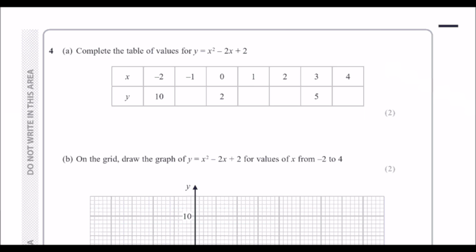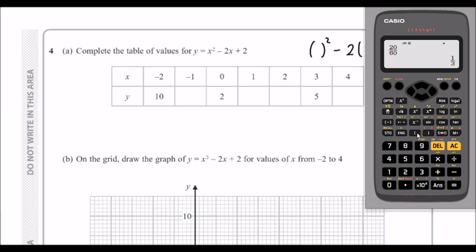And in the calculator, I'm going to change all of these x's into brackets. So I'm going to write brackets squared minus 2 brackets plus 2. And that will allow me to substitute my x values in to the brackets and find the y's. So I'm going to type bracket squared minus 2 brackets plus 2. And I can check that this is going to be correct.